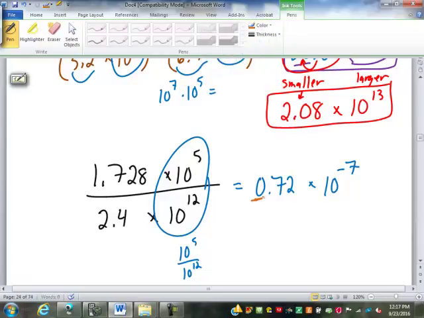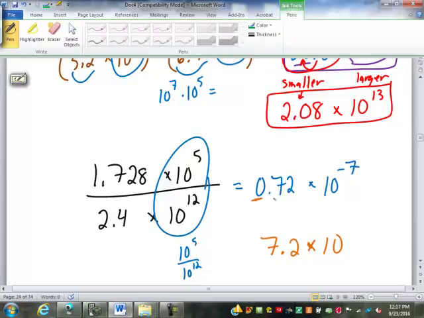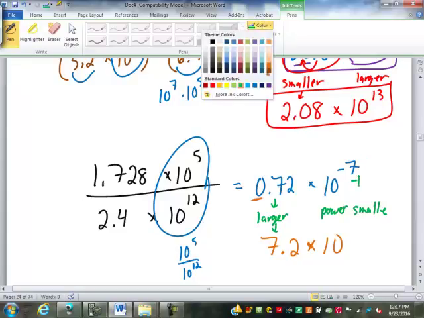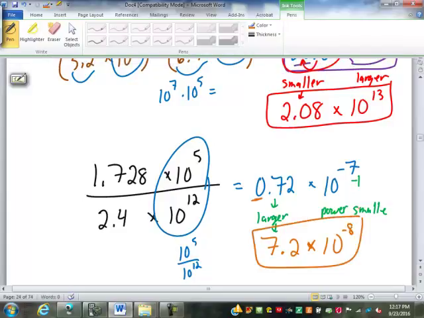Now there's a problem here. A 0 is the only number in front of the decimal point. I want 1 digit in front of the decimal point, and I really don't want it to be 0. So I'm going to change this to be 7.2. Now this time, I went from 0.7 up to 7, so this number got larger by 1 decimal place. So what has to happen to my power? It has to get smaller. So I'm going to subtract 1. What's -7 minus 1? Careful. -8. So 7.2 times 10 to the -8.